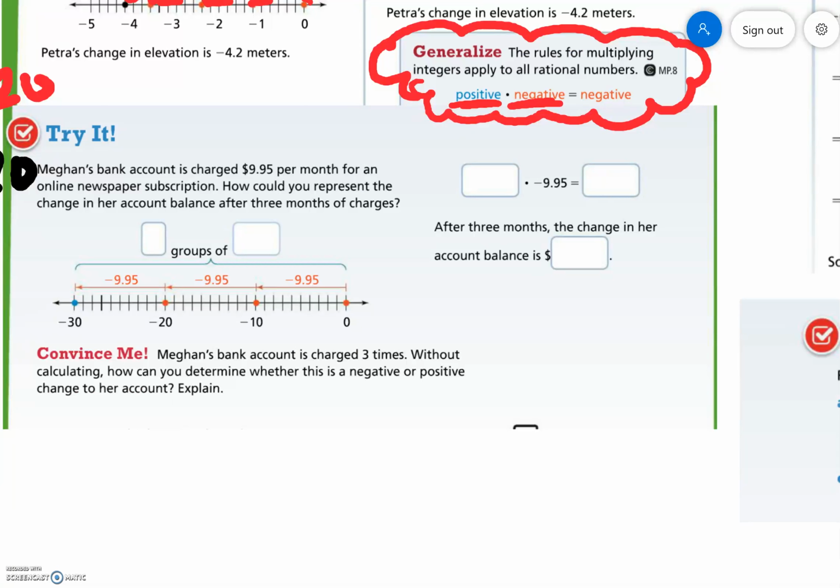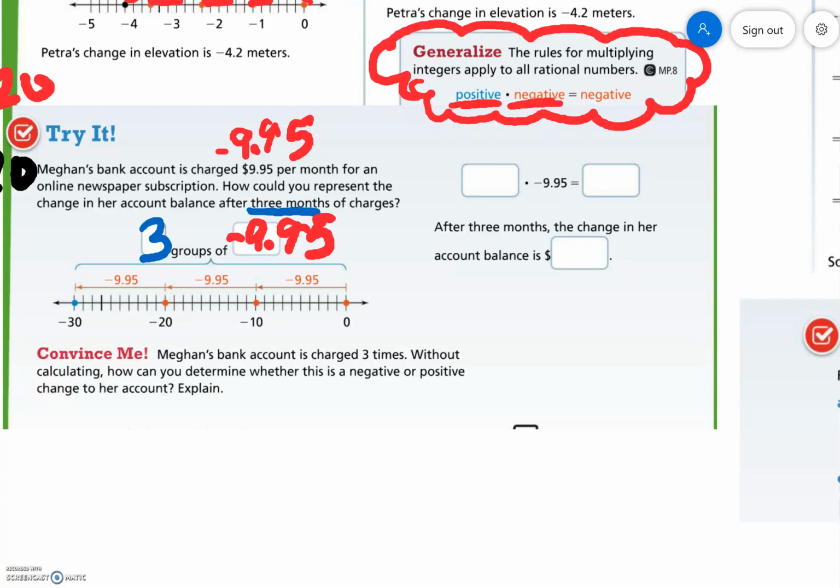Megan's bank account is charged $9.95 per month for an online newspaper subscription. How could you represent the change in her account balance after 3 months of charges? So if she's charged, is this going to be positive or negative? Negative, good. And how many months did she get charged? 3. Those are important parts of the word problem. So here in the box, they want us to show it on a number line. We have 3 groups of negative 9.95.